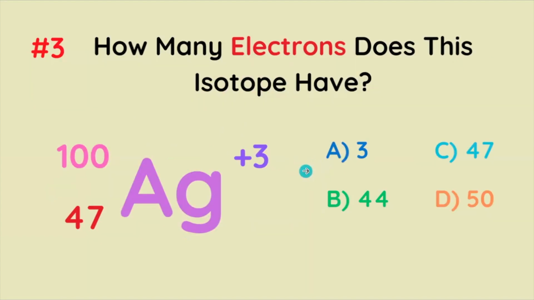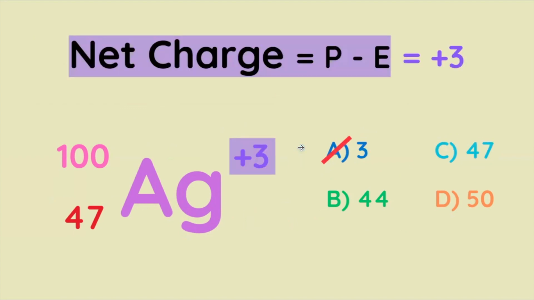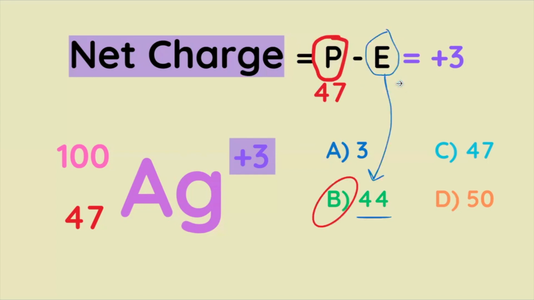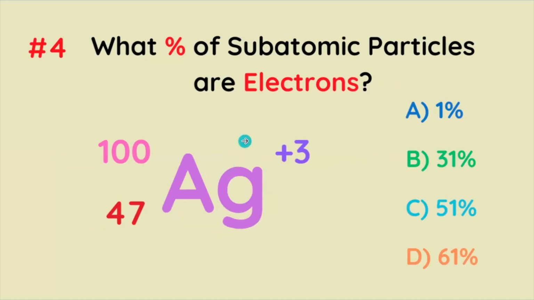What about the number of electrons? Are there 3, 44, 47, or 50 electrons? Net charge is our ticket to the right answer. Here it's positive 3, meaning that there are 3 more protons than electrons based upon the definition of net charge. So if we have 47 protons, then we must have 3 fewer electrons, so therefore the correct answer is 44 electrons.